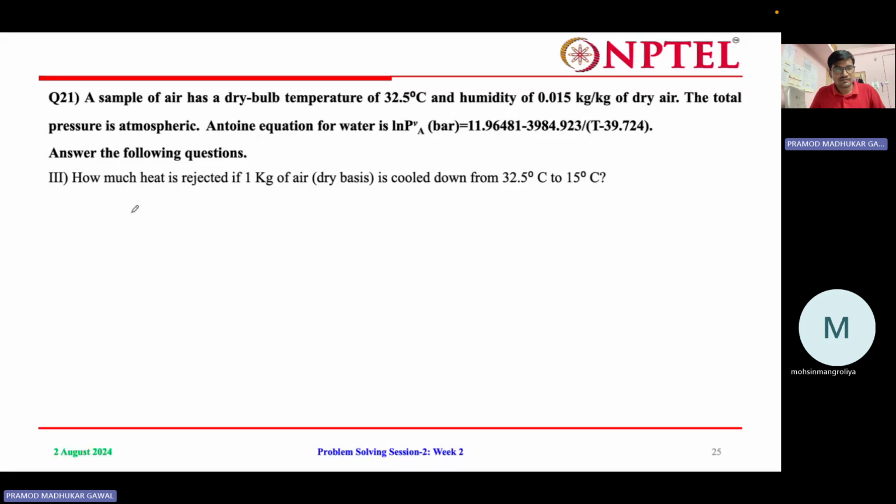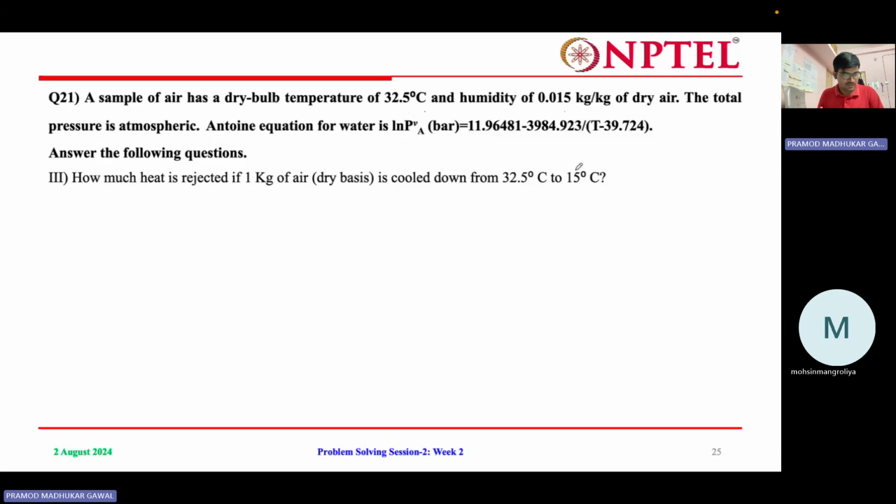In the third part, how much heat is rejected if 1 kg of dry air is cooled down from 32.5 degrees Celsius to 15 degrees Celsius? So in this, we know the humidity at the 32.5 degrees Celsius. So we have to calculate after saturated, means, right? So after saturated, you have to calculate the humidity, right?